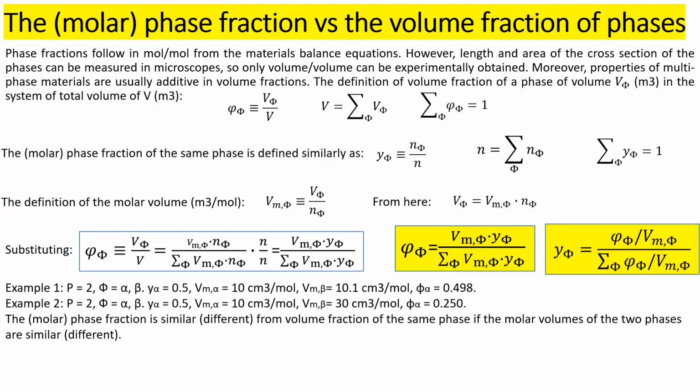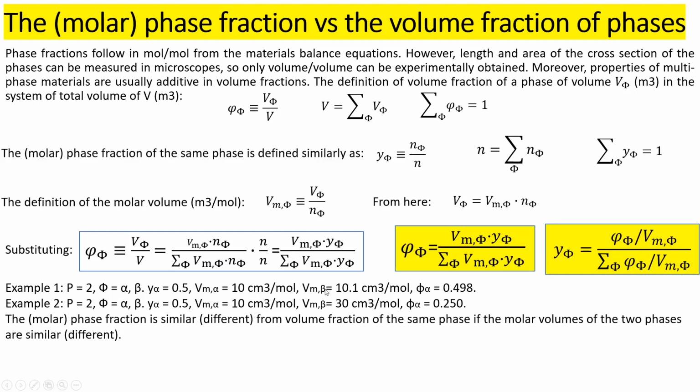In both cases I am considering two phases, alpha and beta, with molar phase fractions of both phases 0.5, and the molar volume of phase alpha 10 cubic centimeter per mole. And the two examples are different in the molar volume of phase beta. In the first example I consider it 10.1 cubic centimeter per mole, and if I substitute these values here, then I get that the volume fraction equals 0.498, which is pretty close to the value of 0.500, which was the molar phase fraction.